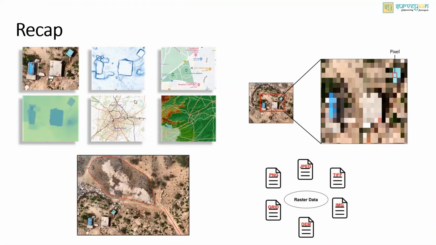Now, let us have a quick recap. First, we discussed what a raster data is, then the types of raster data, and the comparison between the vector and raster data, and finally, the different raster data formats. So, this brings to the end of the video. I hope you gained some knowledge on raster data in GIS.